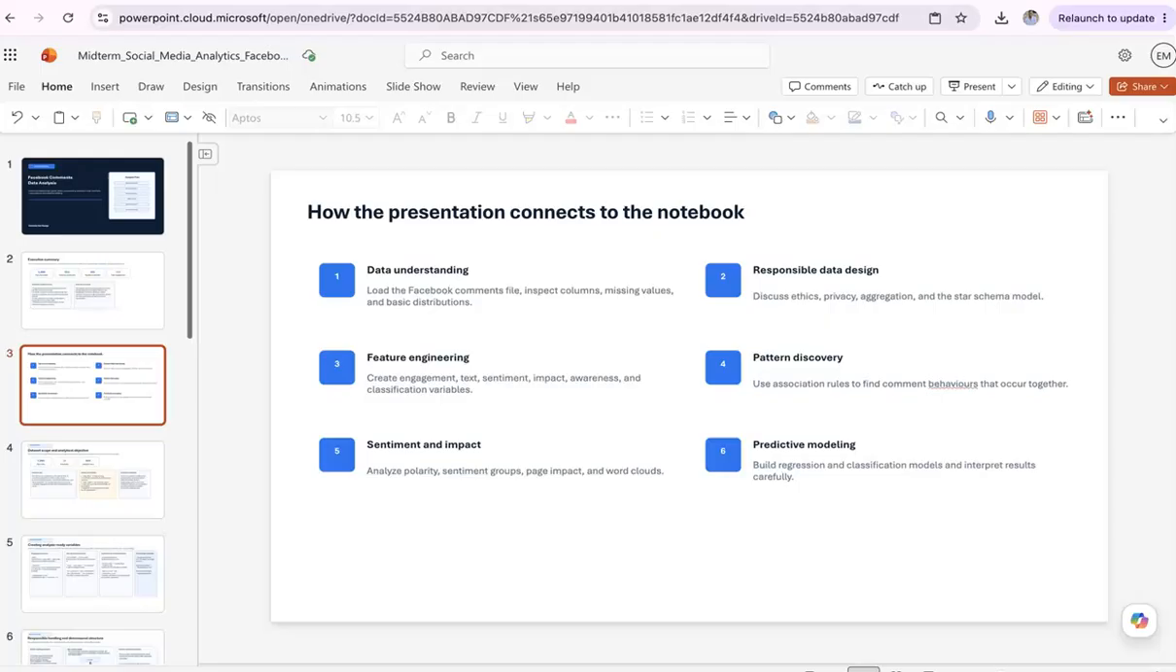The flow begins with understanding the data, then responsible data design, followed by feature engineering, pattern discovery, sentiment and impact analysis, and finally predictive modeling. I'll switch over to the Colab page to walk you through these aspects.